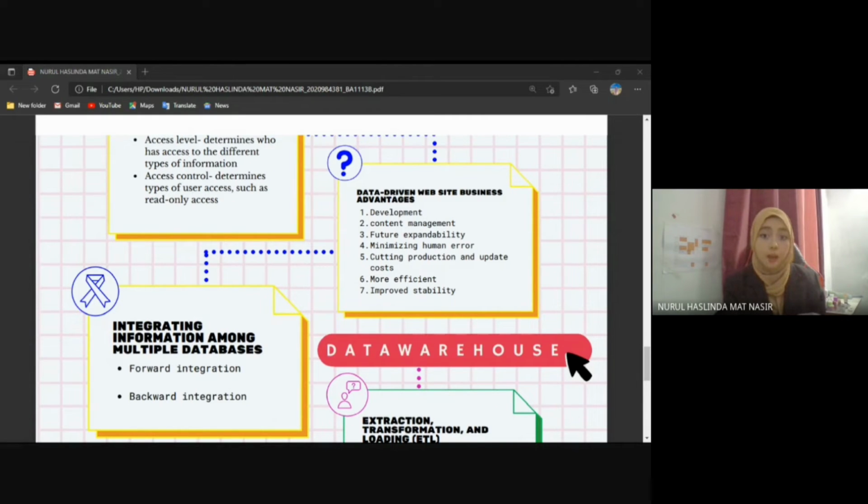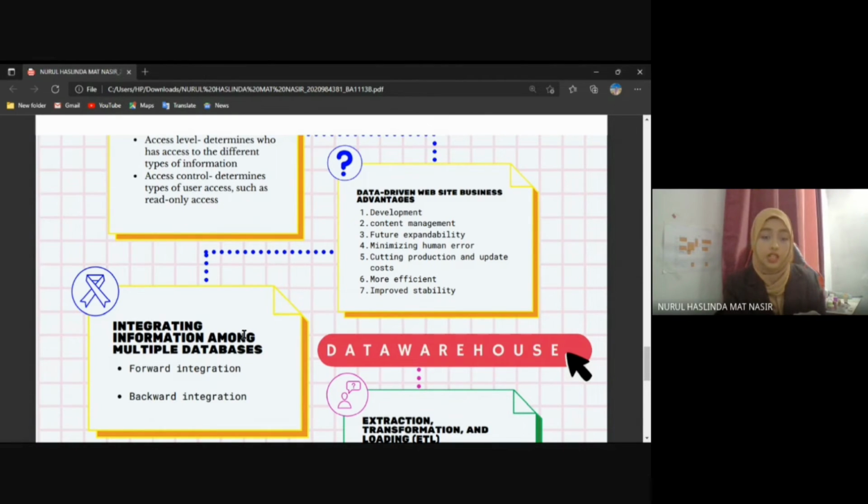Fifth, cutting production and update costs, since any competent data entry or administrative person can update and publish. Six, more efficient, which will improve the reliability and stability of a website while greatly reducing the chance of breaking some part of the site when adding new areas. Seven, improved stability, where there is peace of mind knowing the content is never lost even if your programming is.